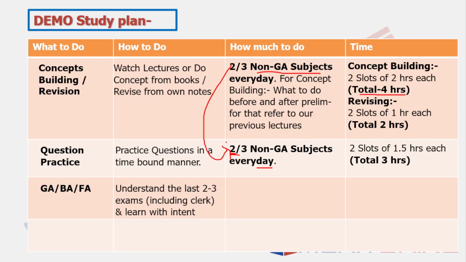Now, you will need to understand that the amount of time that GA needed earlier was less than what it needs now because of the changed nature of GA. So understand the last 2 to 3 exams, including the clerk exams, and learn with intent. Now, when I say learn with intent, what does that mean? More than knowing the news, learn about the news. Include quizzes too, so this way you would do a more wholesome preparation. Again, for the details, go back to the lectures that we have delivered on these topics so that it helps you to plan better.